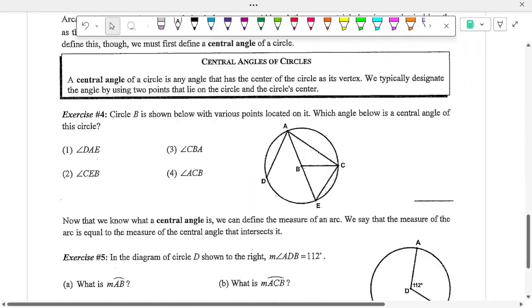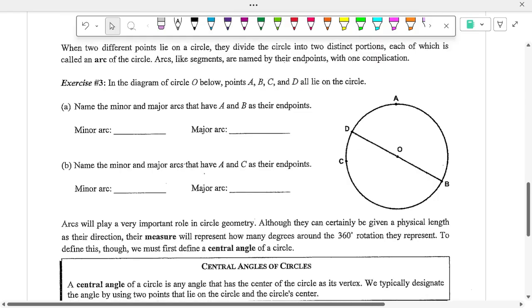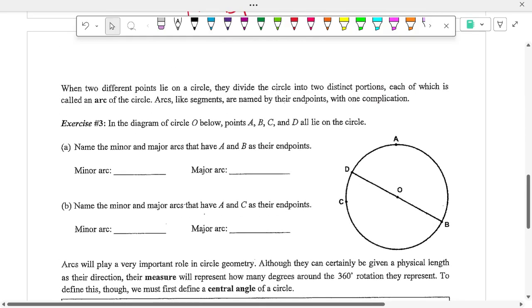Now, the rest of this talks about what we talked about yesterday with the arcs and the central angles. So, let's review. Remember, what's the difference between naming a minor arc and a major arc? Someone has not talked yet. Minor is less than 180, and a major is greater than 180.